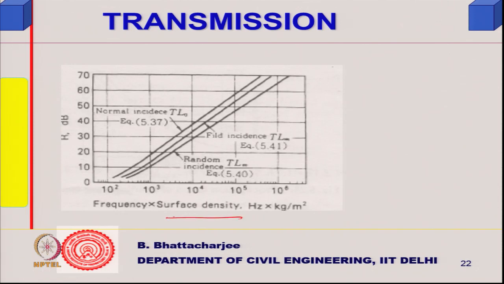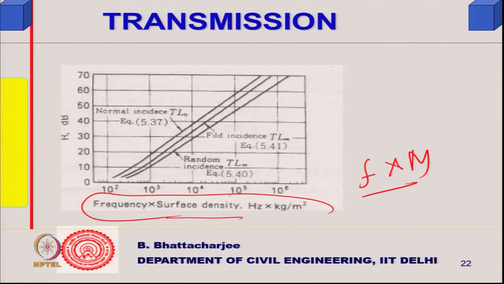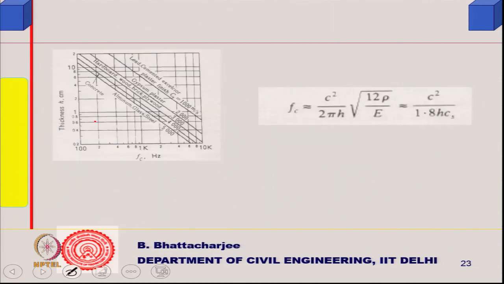Frequency multiplied by surface density, f multiplied by m, is plotted on this side, and these are the transmission loss values. They are given for certain types of material, for random incidence, normal incidence, and other incidence one can also look into.